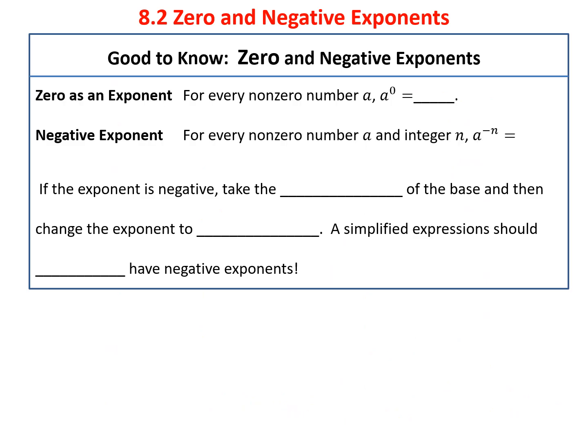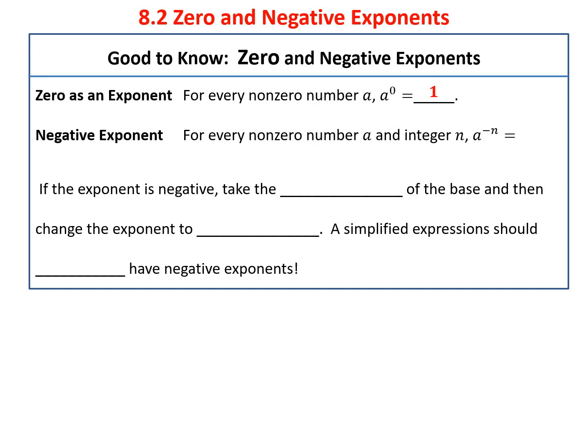So here's our box on what's good to know. Zero and negative exponents. Zero as an exponent. For every non-zero number a, a to the 0 equals 1. If I say what's 5 to the 0, you say 1. If I say what's 125 to the 0, it's 1. If I say what is negative 38 to the 0, it's 1. If I say what's x to the 0, it's 1. The only time it's not 1 is if it's 0. And that's why we say for every non-zero number a, a to the 0 is 1.